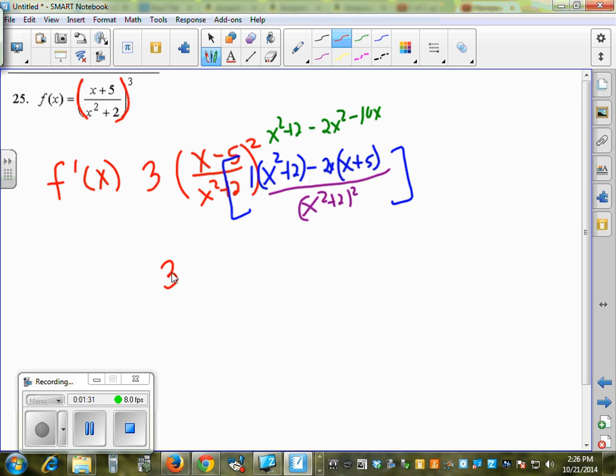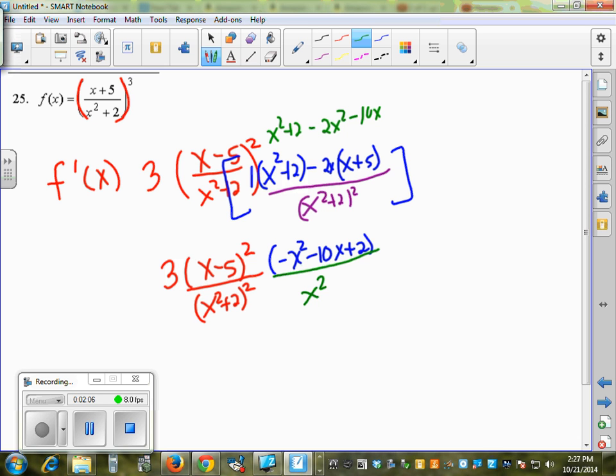All right, and let's go ahead and distribute the x squared plus 2 minus 2x squared minus 10x. So we're going to get 3x minus 5 squared over x squared plus 2 squared. And then our quotient rule is going to give us x squared, take away 2x squared is negative x squared minus 10x plus 2. And this is x squared plus 2 squared here.